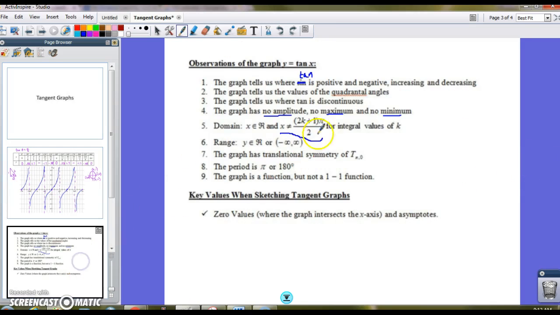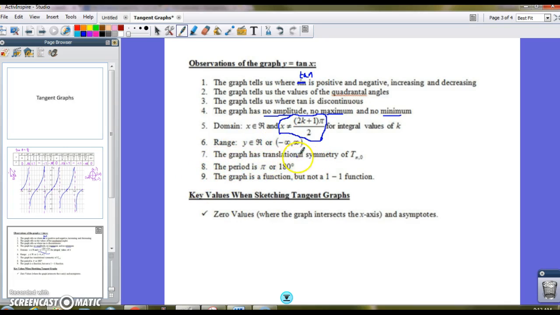So if you think about this, 2k plus 1 is just a way of expressing a number as odd, because no matter what number you have, whether it's odd or even, if you multiply it by 2, it becomes even, and then when you add 1, it becomes odd. So that's all that means. This just means odd multiples of pi over 2. Our range is everything from positive infinity to negative infinity.